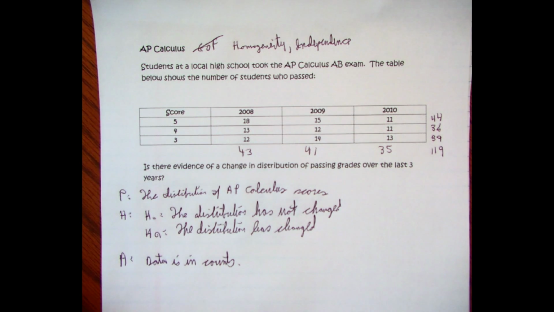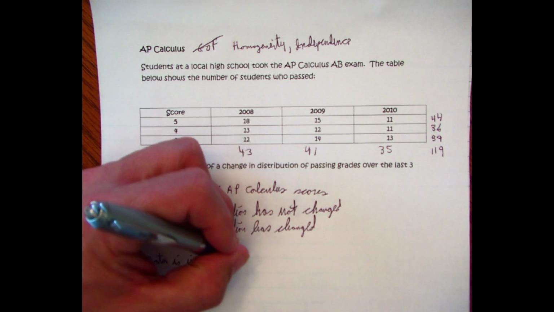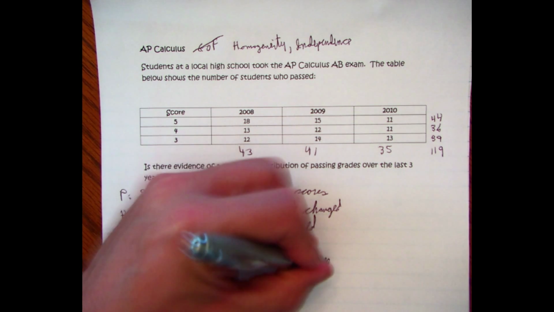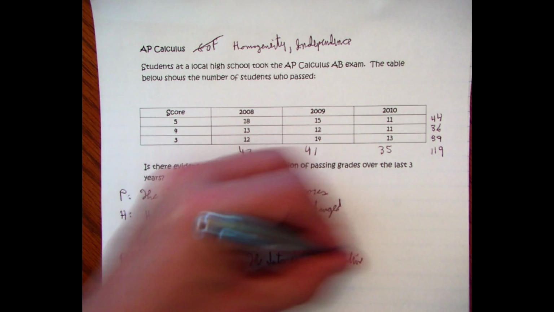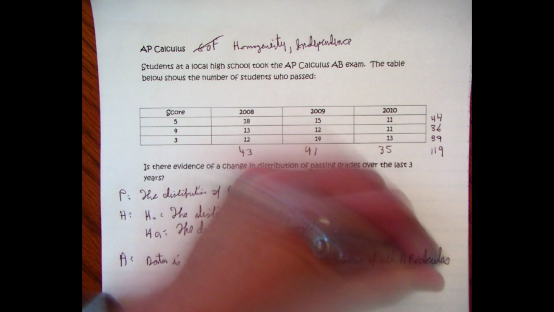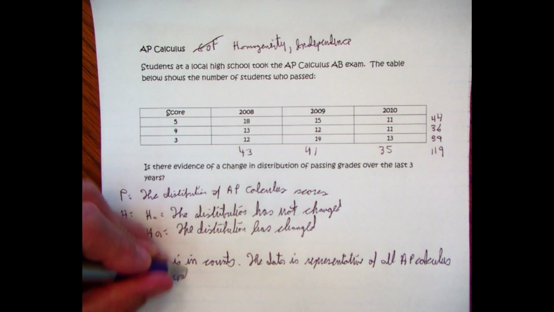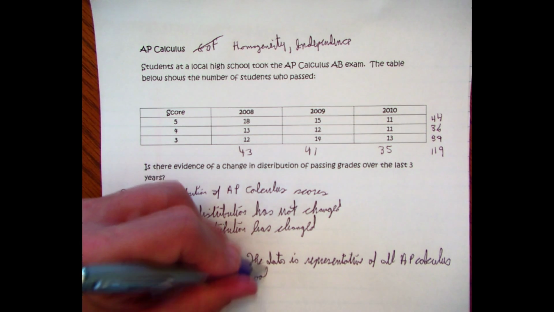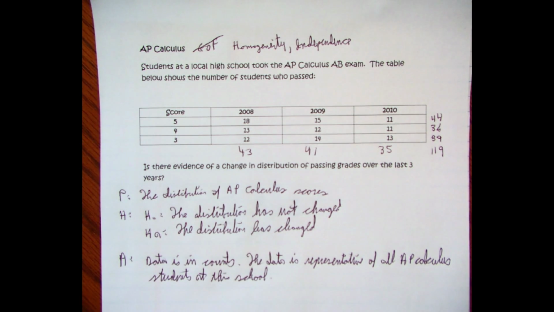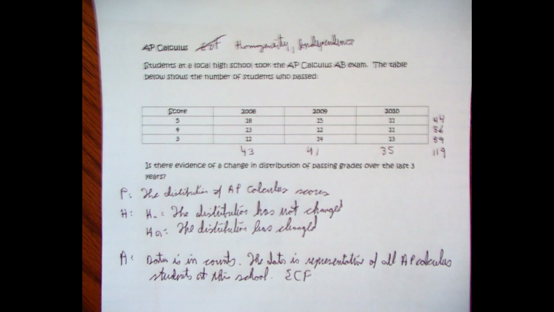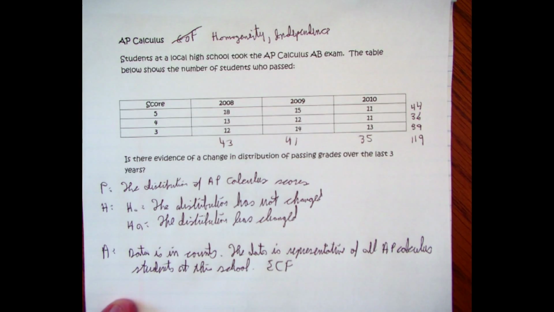Okay. It doesn't say that the data is drawn from a random sample, so we'll say the data is representative of all AP calculus students at this school. And the last is our ECF condition, right? Our expected cell frequency. Okay, well, we don't have the expected values, do we? They're not given. We're given the observed values.